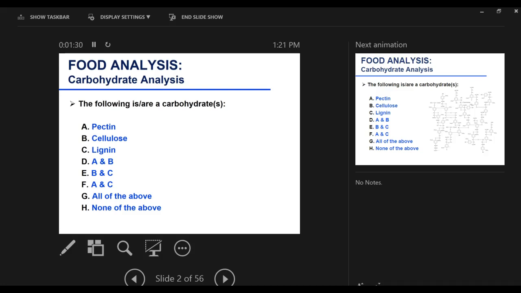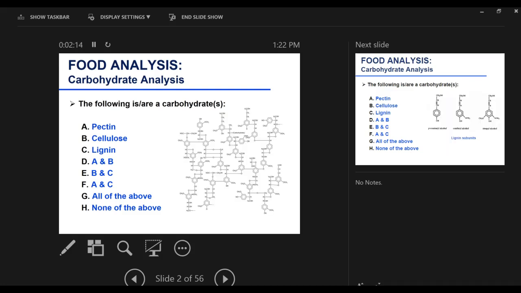Lignin is not a carbohydrate. Lignin is a dietary fiber. Cellulose and pectin are dietary fiber as well, but they are carbohydrates. Now, what differentiates a compound from being called a carbohydrate versus a non-carbohydrate? Carbon and hydrogen? Well, there is carbon and hydrogen also in lignin. There are polymers, right? So the subunits differentiate whether it's a carbohydrate or not. The subunits, are they sugars or non-sugars?